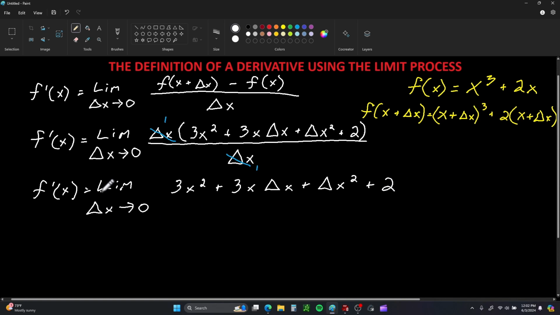Well, now as delta x approaches 0, this term is going to fall out because that's going to be a 0, and this term is going to fall out because that's going to be a 0. So the finalized limit, f prime of x, would be 3x squared plus 2.